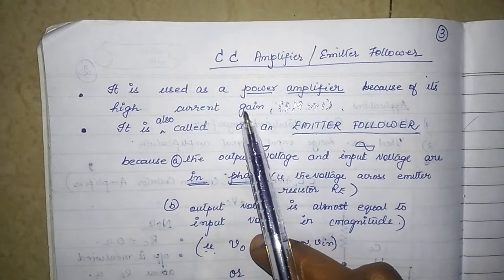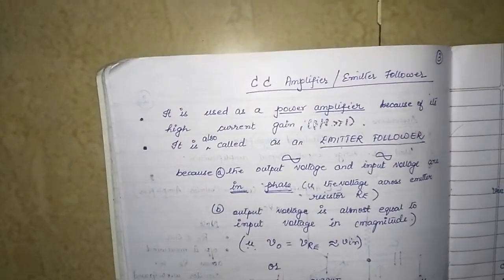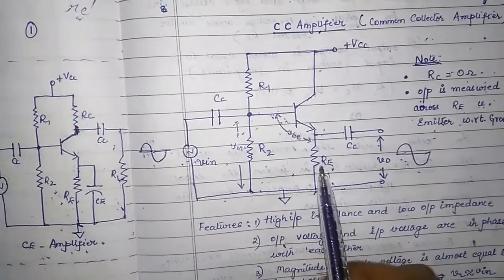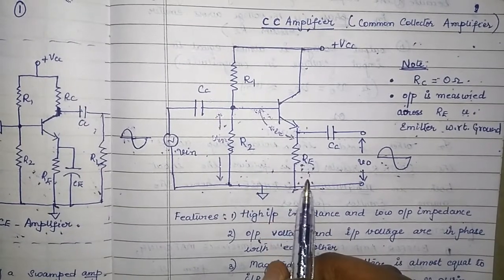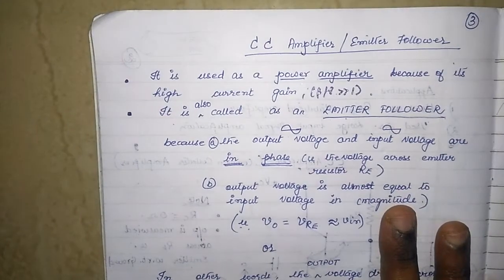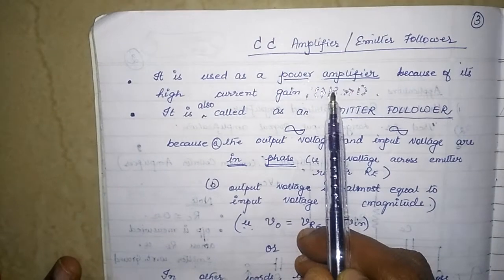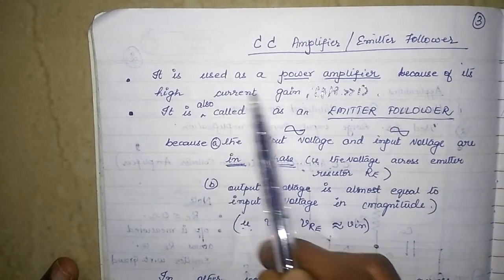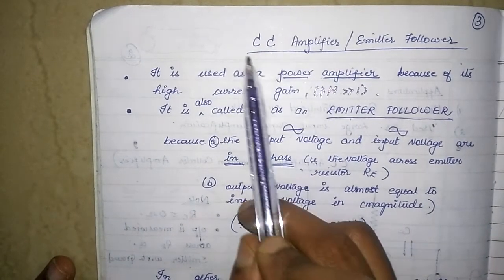So what is your input current in your CC amplifier? Your input current is base current, your output current is emitter current. So what is the ratio? Output by input, that is close to beta, and beta is a large value. So there is a high current gain. So definitely a CC amplifier can be used as a power amplifier because it provides a high current gain. Okay. So these are the two main applications of your CC amplifier.